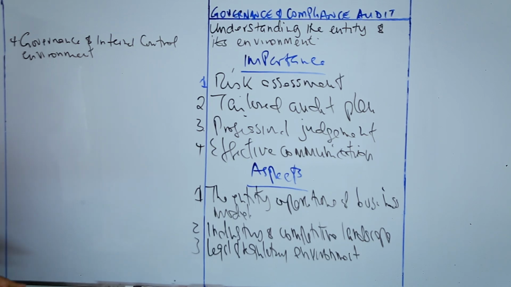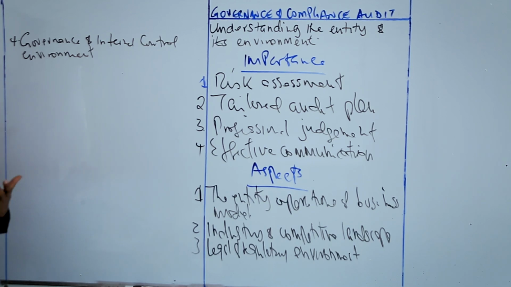Look at the governance structure. How is the company governed? What is the role of the board of directors? What is the role of audit committee? What is the role of management? We also consider internal controls. What is the entity's system of internal controls and how mature and effective is it?